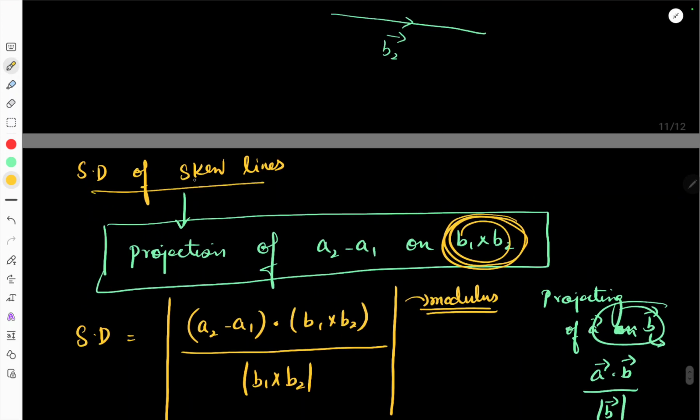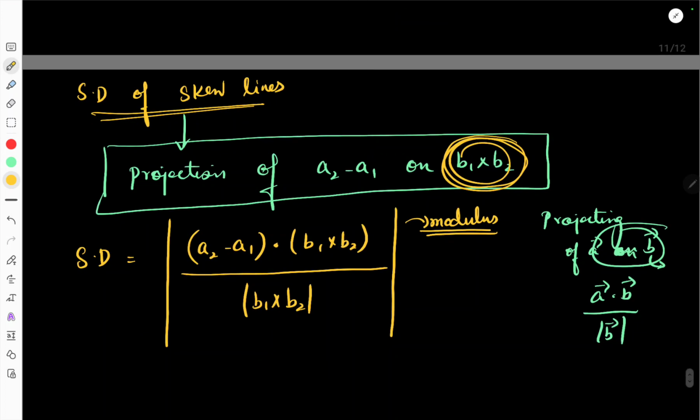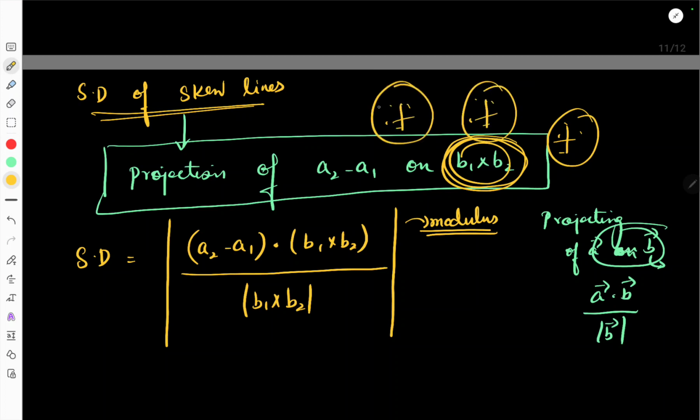Okay, shortest distance between two skew lines. So this statement we have to just remember: projection of A2 minus A1 on B1 cross B2.